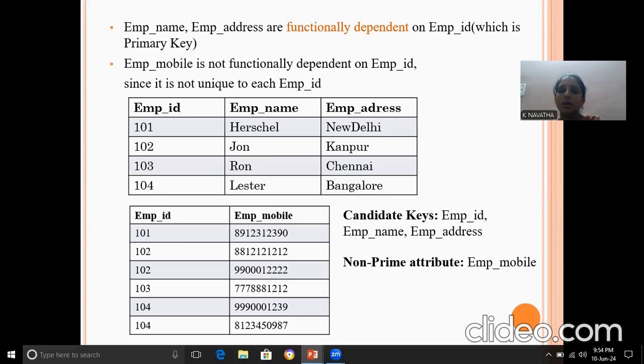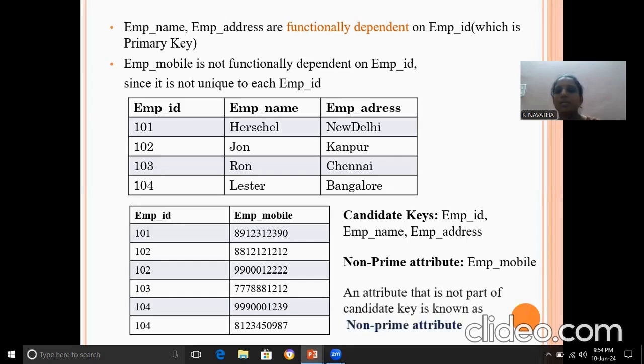Now we come to the non-prime attribute. A non-prime attribute means it is not a unique value. For example, an employee can have a number of employee mobiles, so more than one mobile number can exist for one person. So it's a non-prime attribute. An attribute that is not part of a candidate key is known as a non-prime attribute.